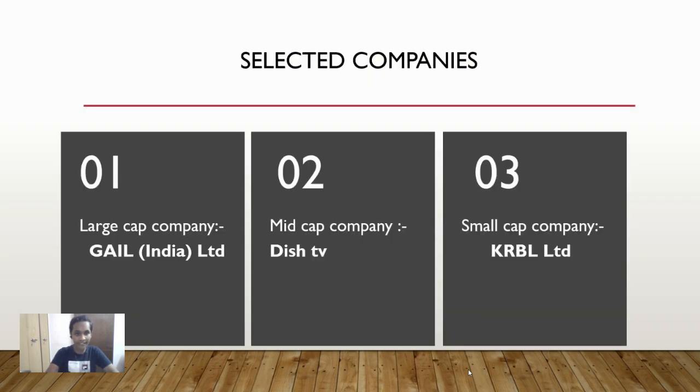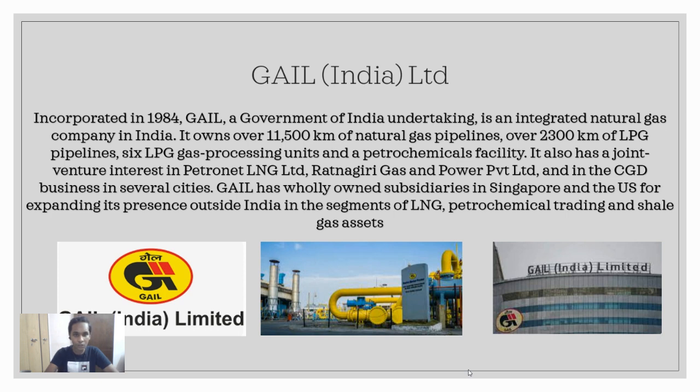So we have selected these three companies from large cap, mid cap and small cap companies. From large cap, we have selected Gail India Limited. From mid cap, we have selected Dish TV. And from small cap, we have selected KRBL Limited. So this is a brief description about Gail India Limited.